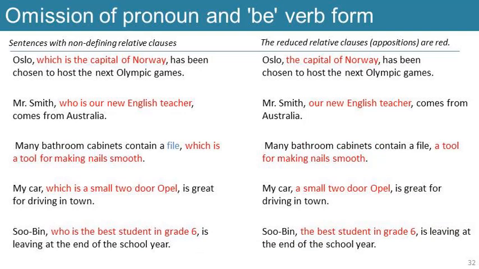Non-defining relative clauses which have a noun antecedent can also be reduced by omitting the relative pronoun and the be verb that follows it. Note that the commas are retained and the resulting reduced relative clauses are called apposition or appositives. They give supplementary information about the antecedent.